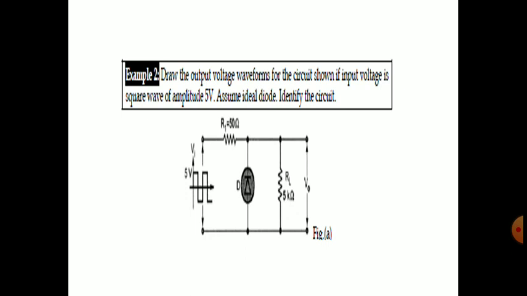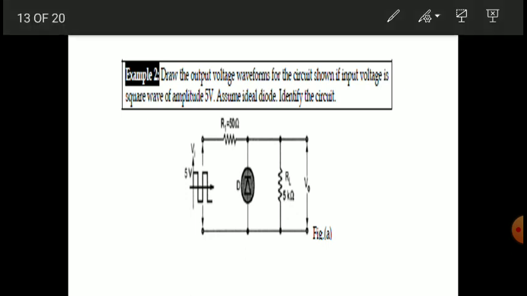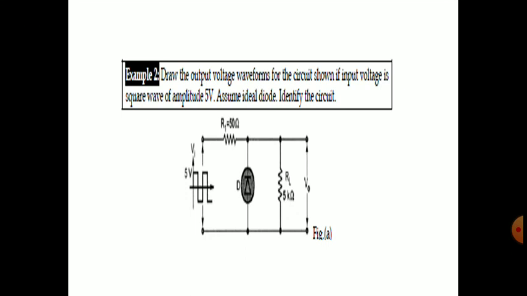See, clearly it is a clipper circuit, and from the tips of this clipper circuit, the diode direction, the N is connected to the upper side, so it is a negative clipper. But here, instead of the sine wave, we have a square wave. So what will happen? Just guess the answer and solve the question by yourself. I will give you 3 minutes.